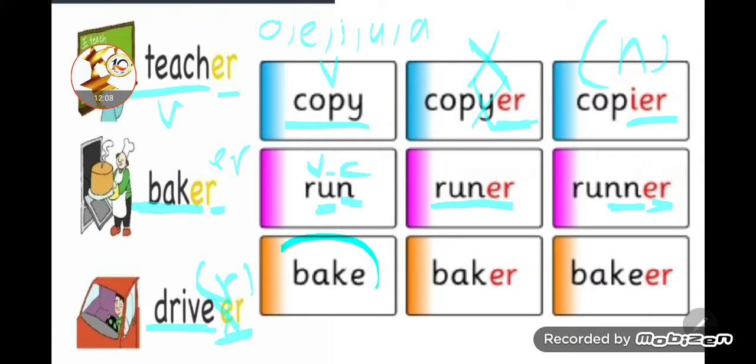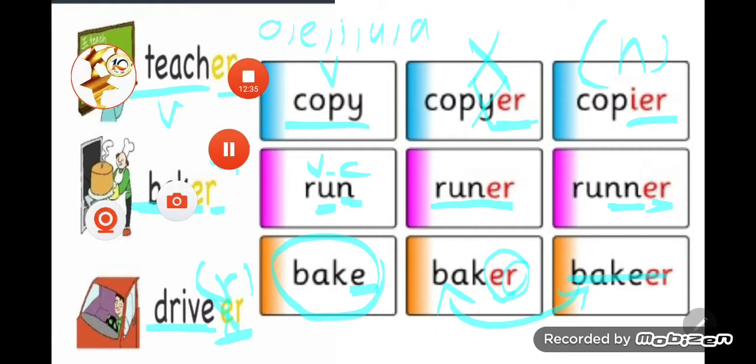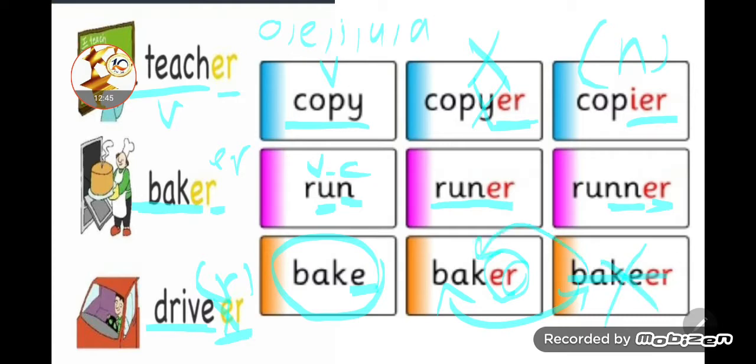Let's take bake, like I gave you a moment ago, bake, drive, and so on. If the verb ends with E and I want to add the suffix ER, we don't add ER, we add only R. This is incorrect, I just messed up with this. Here it should be baker. So as I told you, bake, baker, not baker with ER or double E. This is incorrect and this is the correct one.